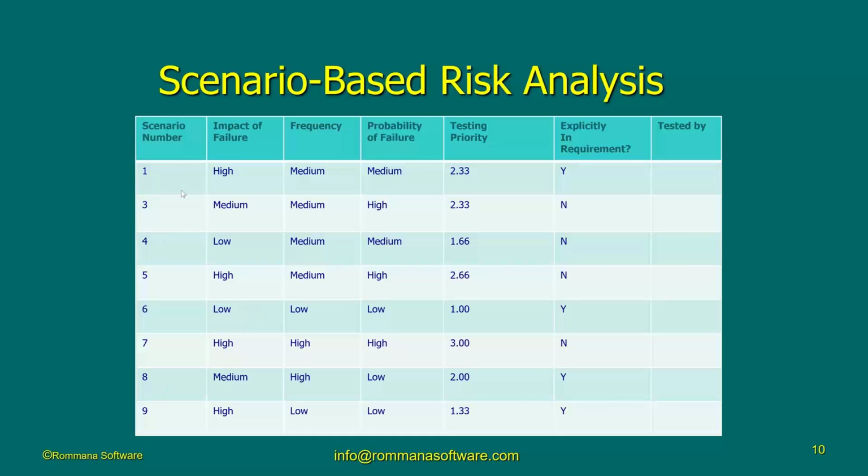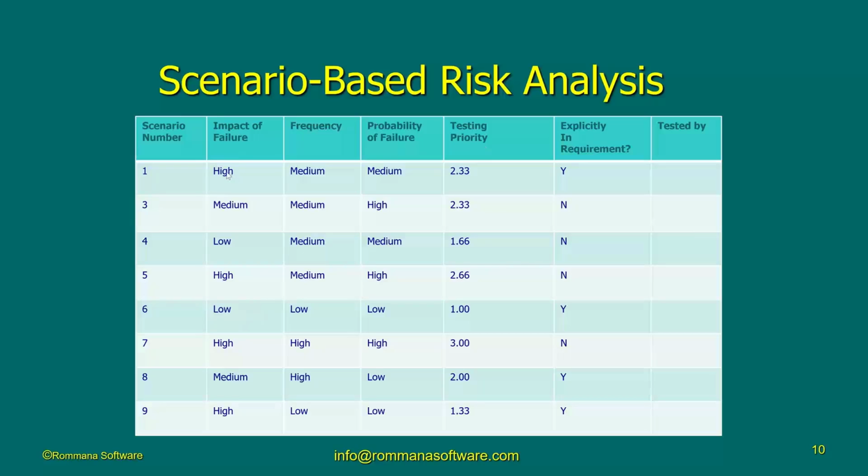Assuming that you have those number of scenarios, for every scenario we define the impact of failure of each scenario, the frequency by which a scenario could be executed in production, and the probability of failure. And based on those three factors, we give them either high, medium, or low. And if you assume that high is 3, medium is 2, and low is 1, you can simply calculate an average there. And we use this average here as a testing priority.